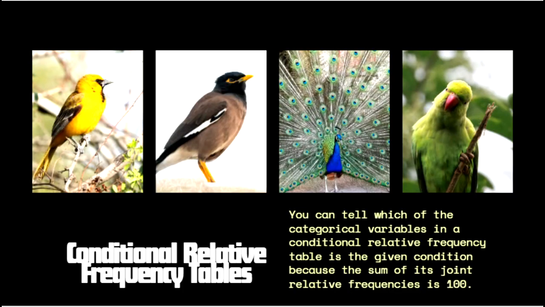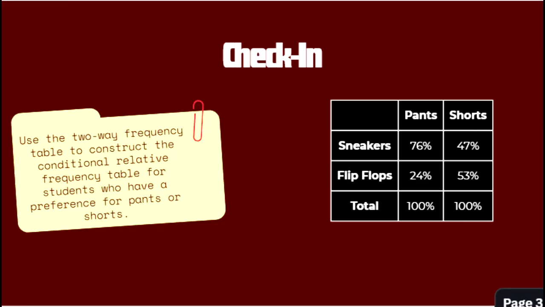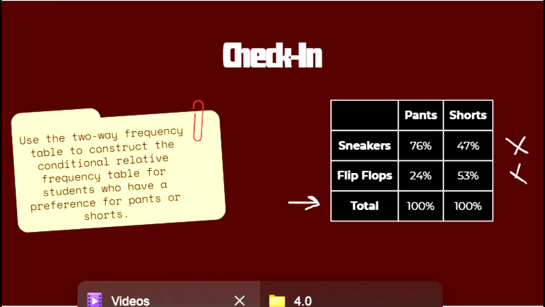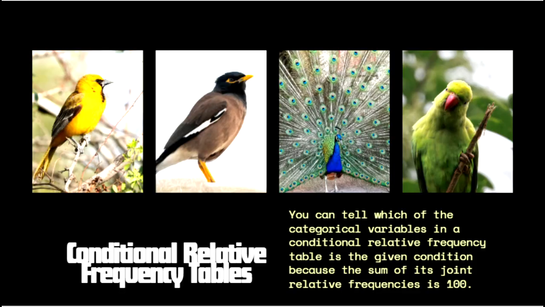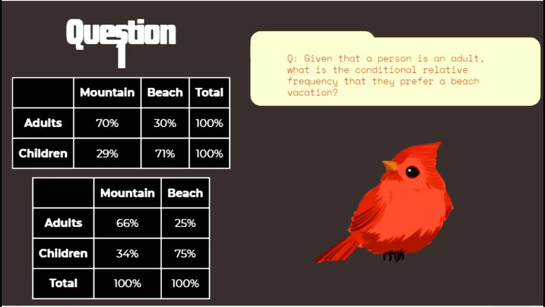Conditional relative frequency tables: you can tell which of the categorical variables in the table is the given condition because the sum of its joint relative frequencies is 100. So if you're over here and you don't know where your total column goes, if you add 76 and 47, you're not going to get 100% over here. And if you add 24 and 53, you're not going to get 100% over here. So this has to be where your total column goes. If you're ever in doubt, just figure out where you're getting 100%. That's where your total column goes.